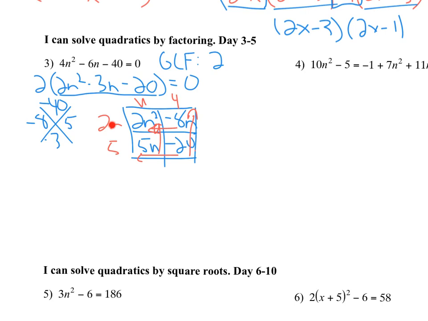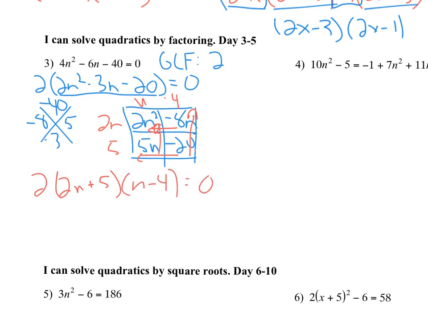So as we look, 2n times n is 2n squared, so we're good. n times 5 is 5n, so we're good. 2n times 4 is 8n, but we need a negative 8, so I'm going to make that 4 a negative. And then 5 times negative 4 is negative 20. And so we're good there. And so then that factors for us. And so we have our GCF, and then we have 2n plus 5 and n minus 4.